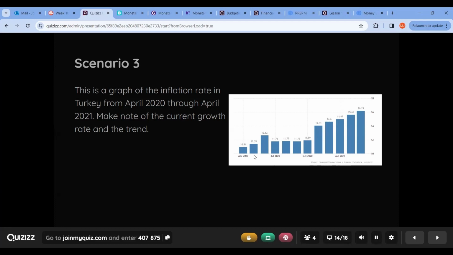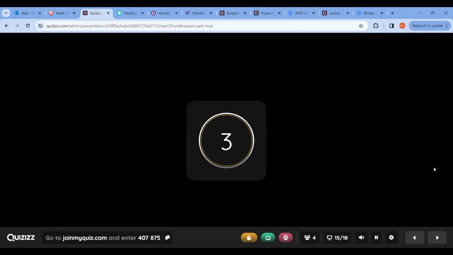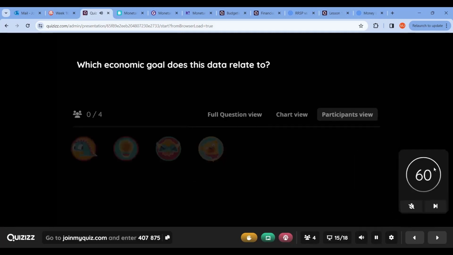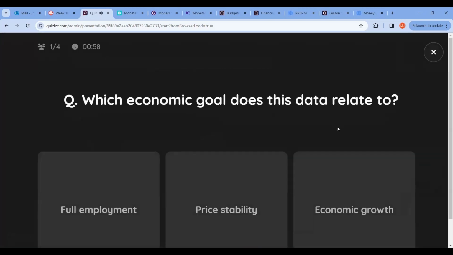That's why our targeted inflation is 2%, because it keeps prices stable. Prices are still rising, but not too high. These rises in prices would be too unaffordable for people. People would not be able to afford anything. So that's why we want to keep inflation low, because we don't want to see this level of unaffordability. Which economic goal does this data refer to?